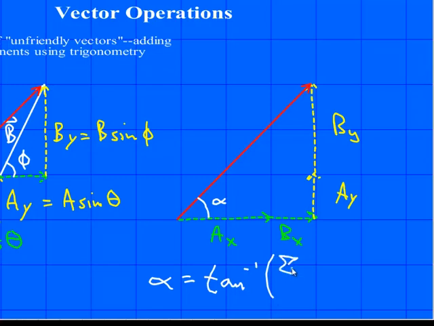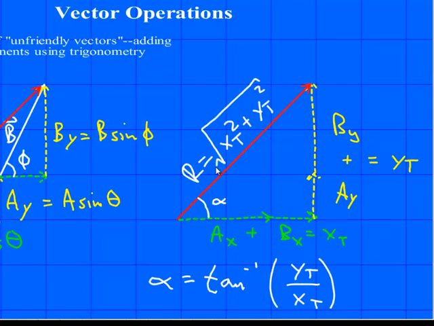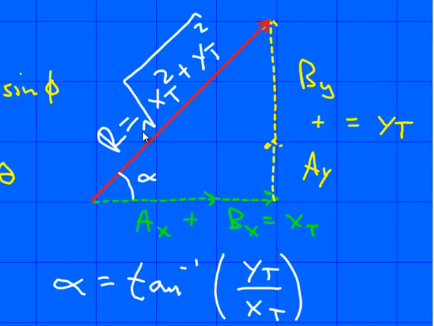So the sum of the y components over the sum of the x components, right? Like that. Let me write all this out. I'll pause and write it out so it looks nice and clean. Okay, I wrote it all out a little more nicely here using the terms yt and xt for x total and y total. Right, so the resultant is going to be Pythagorean theorem, and then the angle would be the inverse tan of the two components, right, using SOHCAHTOA.